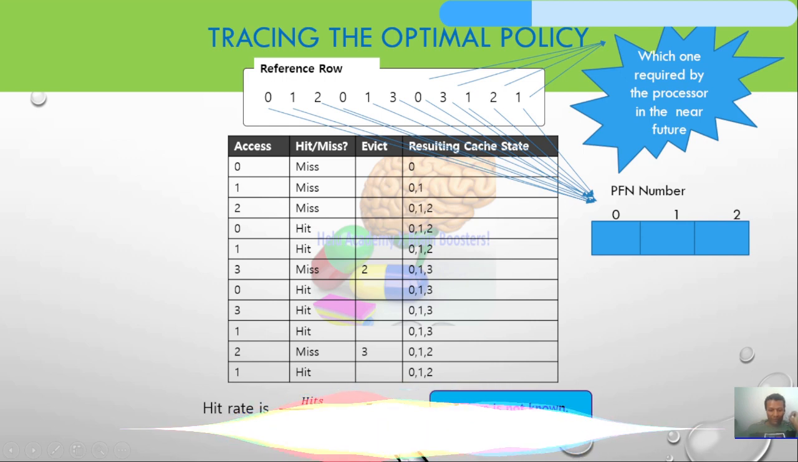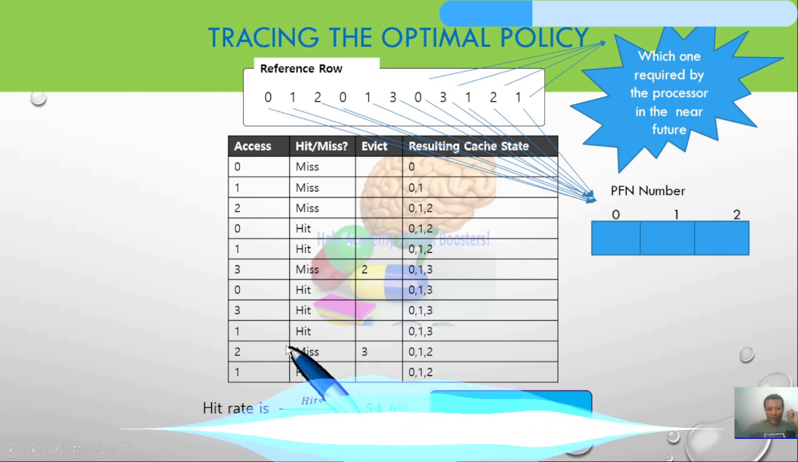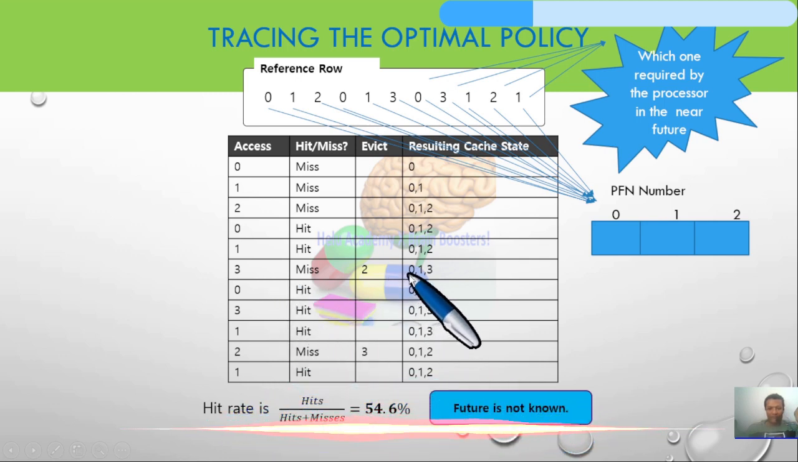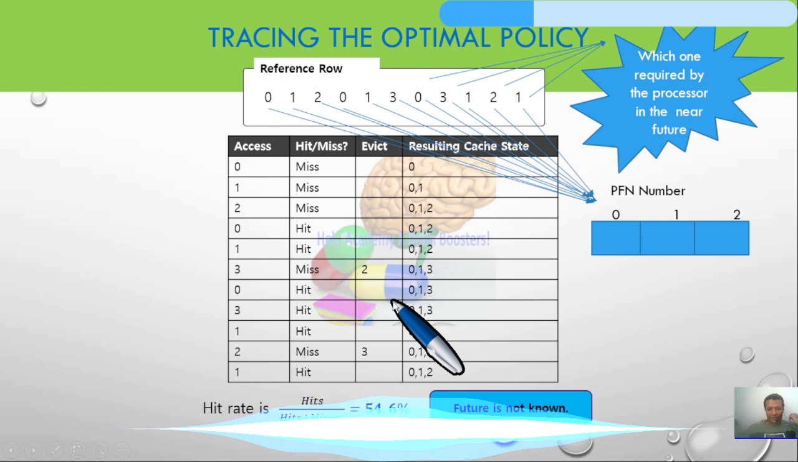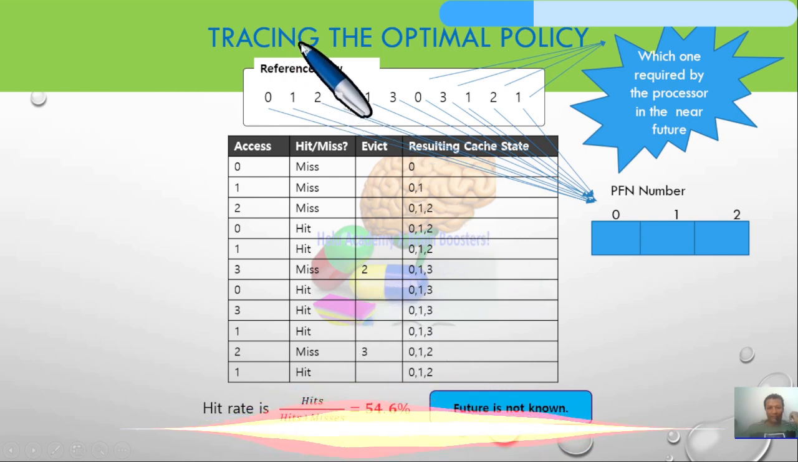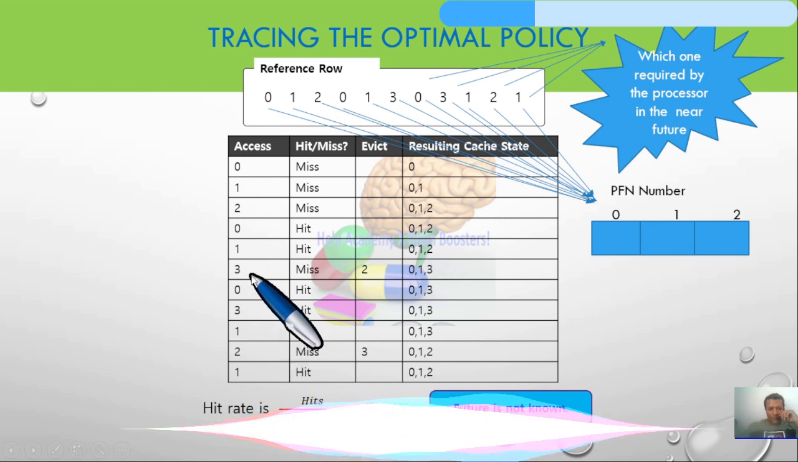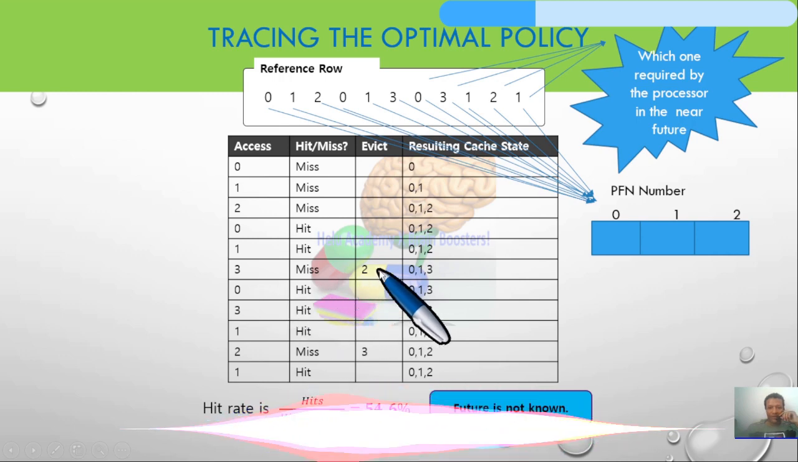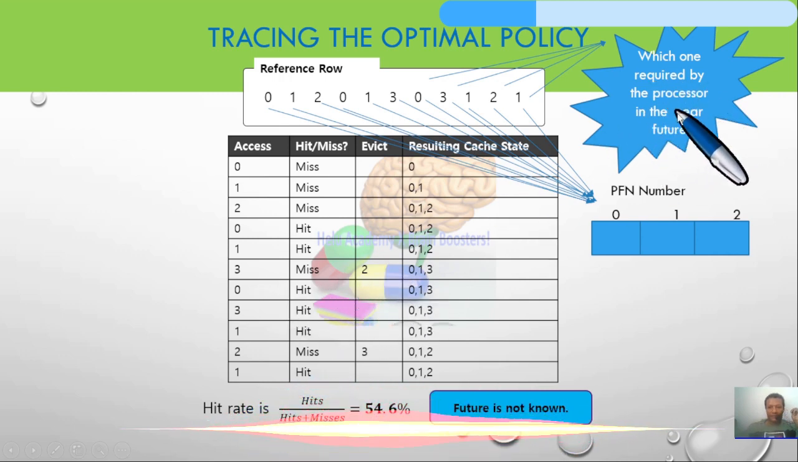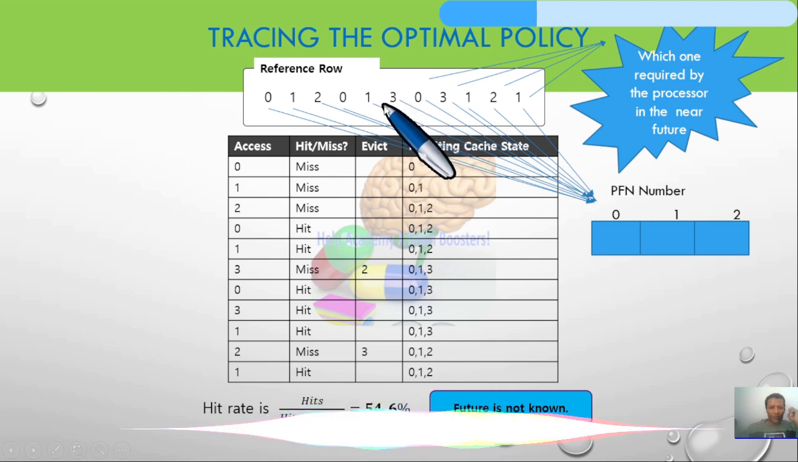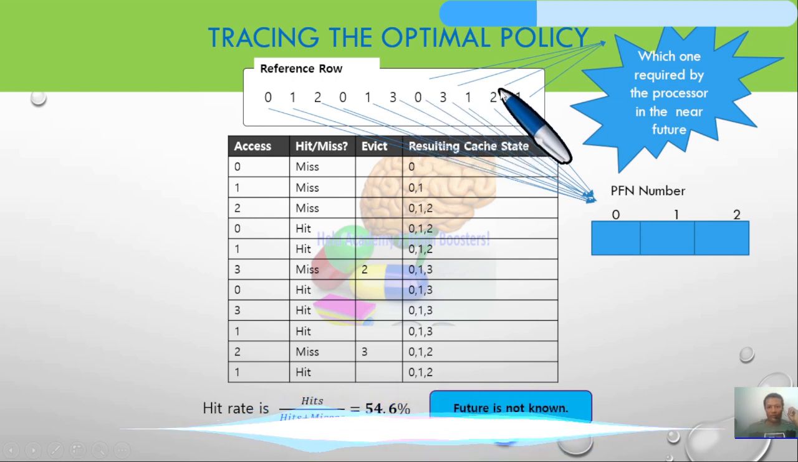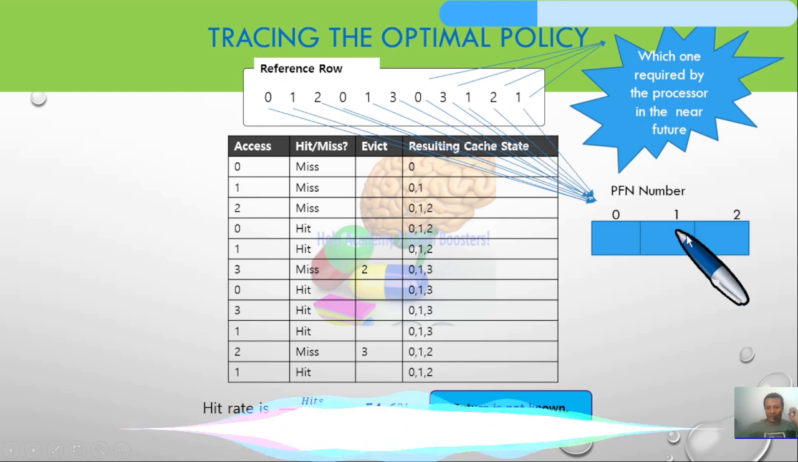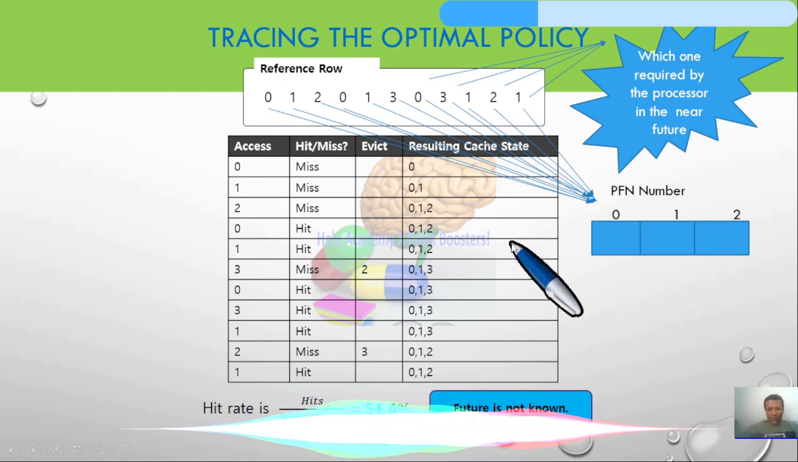The future is not known, but the optimal policy gives us 54.6%. When we reach here, 2 is swapped out because it's not needed in the near future. When we are at 3 here, 0, 3, 1, 2, so 2 is far, that's why 2 is changing. I hope you get the idea.